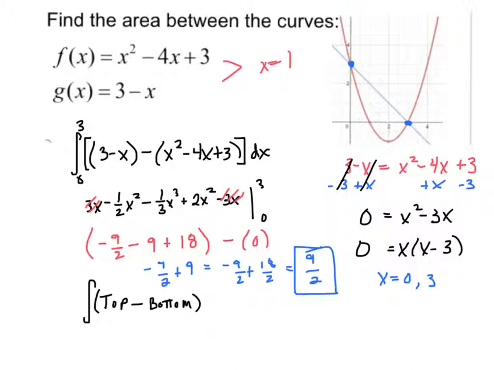So you find the bounds by setting the two equal to each other. You figure out which one is on top, which one's on bottom, and remember it's always just going to be the top minus the bottom, the integral of the top minus the bottom. You find the antiderivative, you plug in the bounds, and then you calculate.